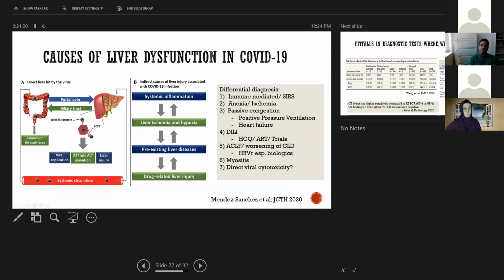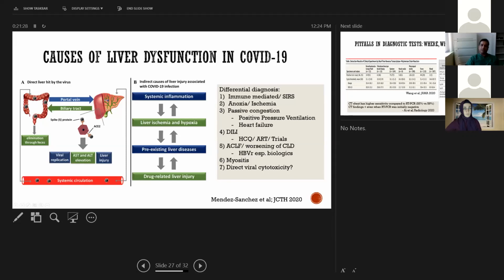But in predominant cases, if we see more than 5 times, we need to keep in mind that anoxia and ischemia or hypotension is the most likely cause. Passive congestion from positive pressure ventilation is coming to be positive in most of the biopsy slides and histology literature. Drug-induced liver injury should definitely be kept in mind. Chloroquine, antiretroviral therapies, and also antivirals in clinical trials are associated with drug-induced liver injury.